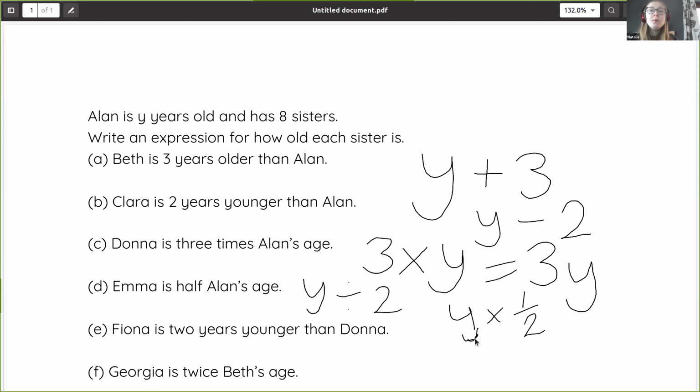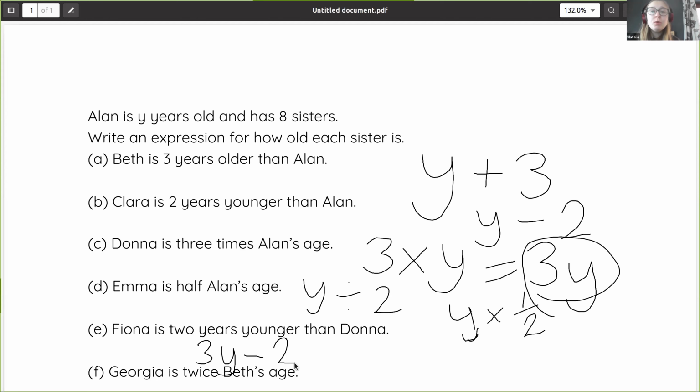Fiona is 2 years younger than Donna. We're not on Alan anymore. Donna was 3y, wasn't she? Donna was 3y. So if Fiona is 2 years younger than Donna, then Fiona is going to have to be 3y minus 2. Now, do you notice that none of these have an equals, do they? They're just expressions. We don't put an equals. We don't know what they're equal to because we don't know how old Alan is.